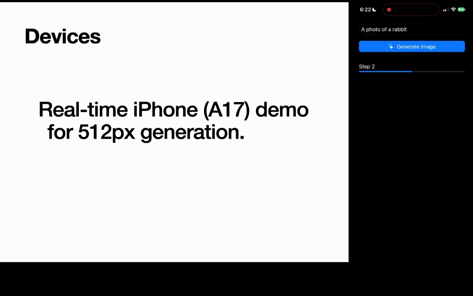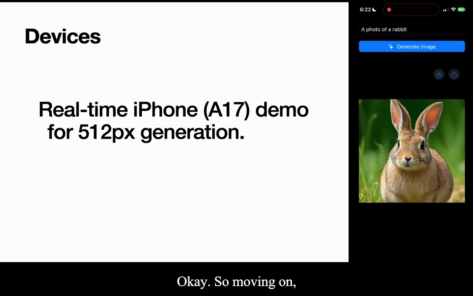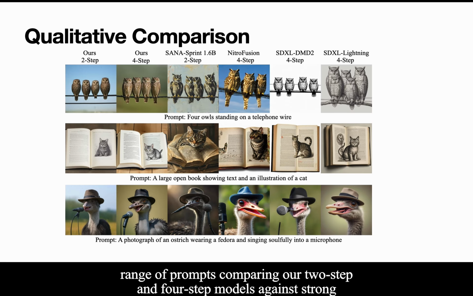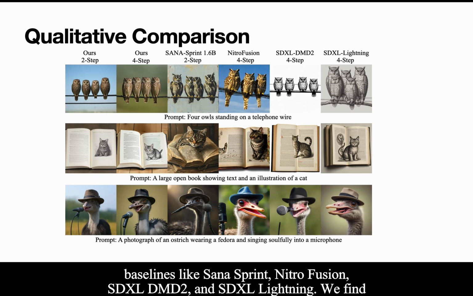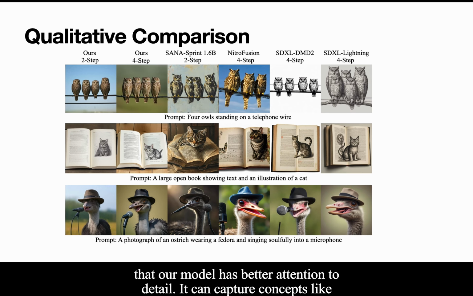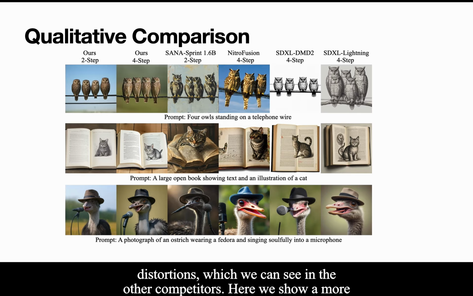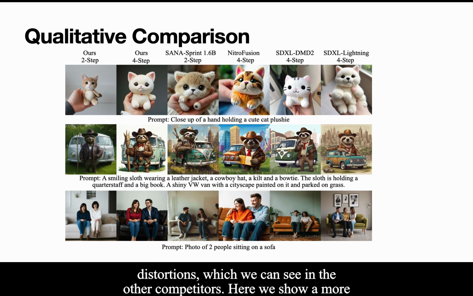Okay, so moving on. Let's look at some qualitative comparisons. Here we show results across a range of prompts, comparing our 2-step and 4-step models against strong baselines like SanaSprint, NitroFusion, SDXL DMD2, and SDXL Lightning. We find that our model has better attention to detail. It can capture concepts like illustration of the cat on the textbook and the ostrich wearing the fedora without distortions, which we can see in the other competitors.